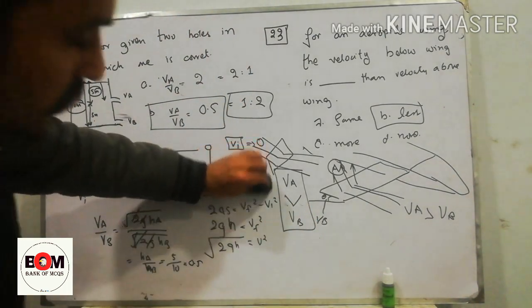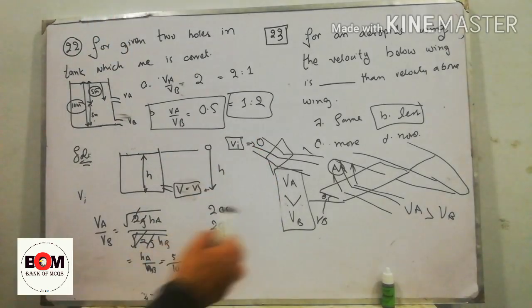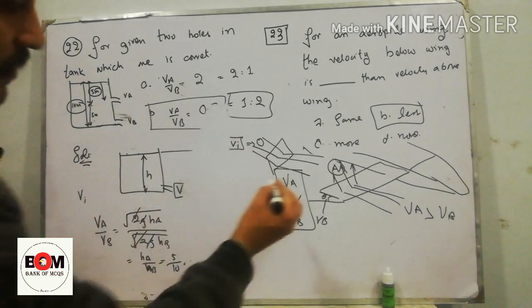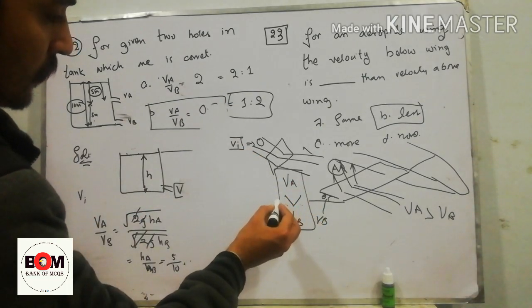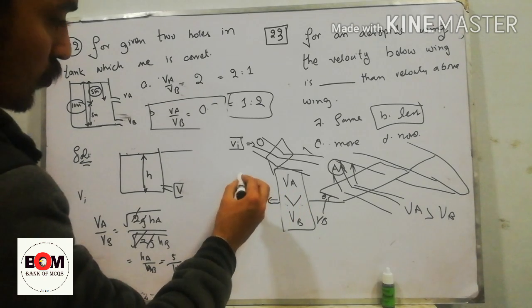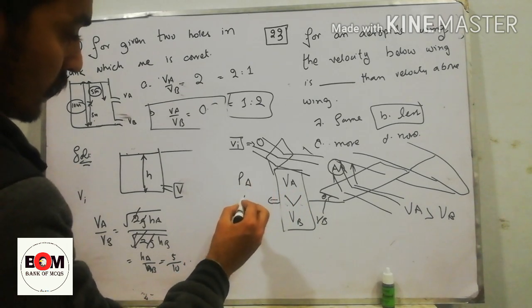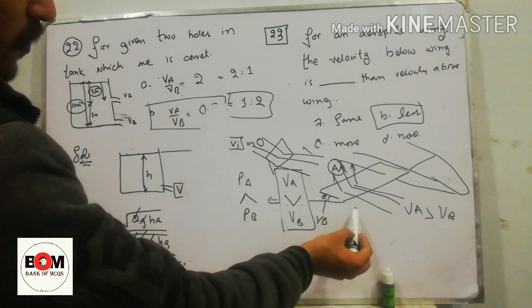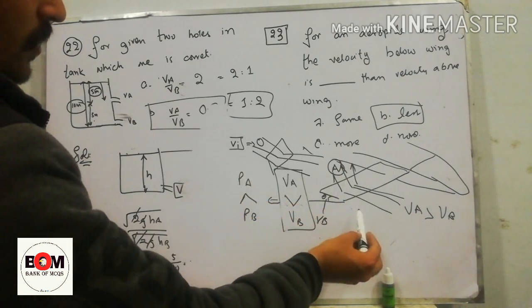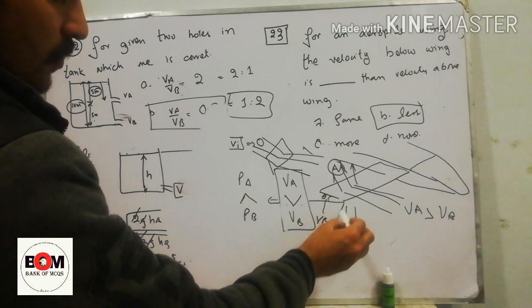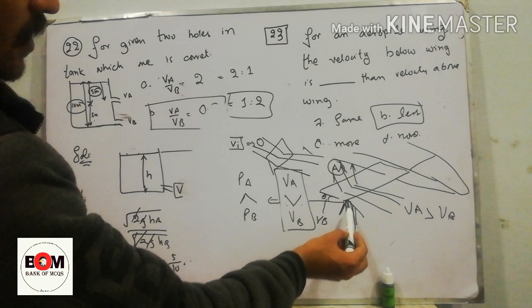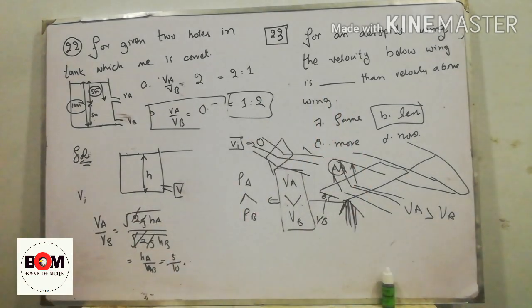Now from the Bernoulli equation, here the MCQ's answer is complete, but next I would like to give some tips. As VA is greater than VB, by the Bernoulli equation, velocity is inversely proportional to pressure, so PA will be less than PB. So PB is below, so the pressure below is more and the pressure above is low. As the pressure below is more than the pressure above, in this process an upward force is produced on an aerofoil.